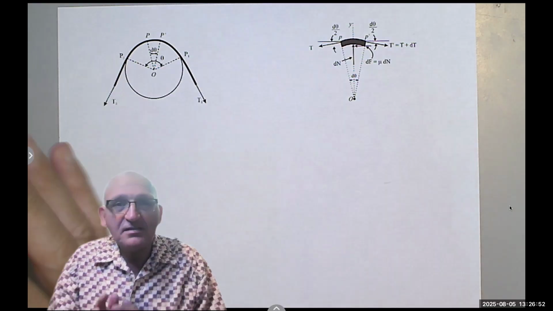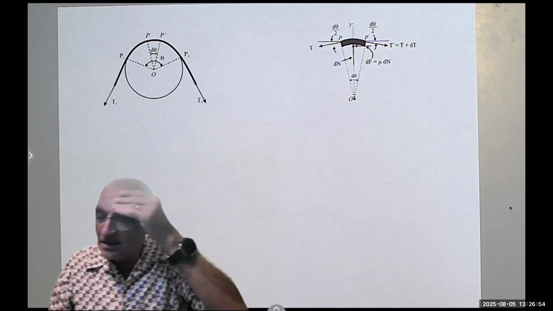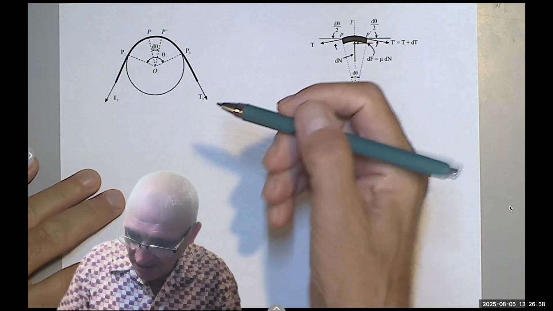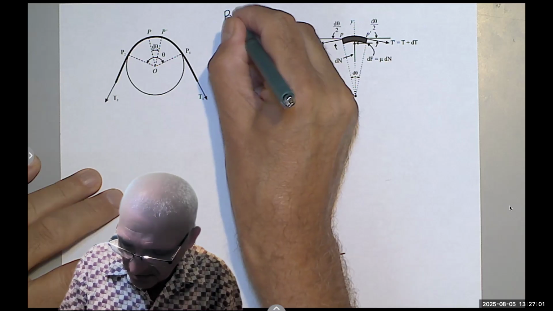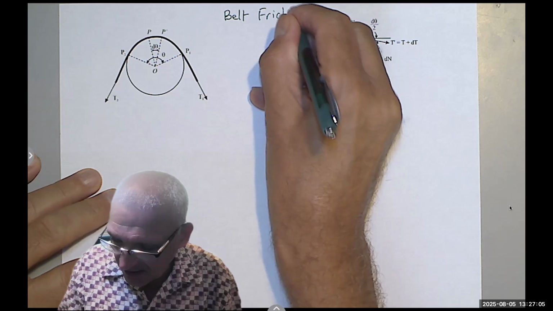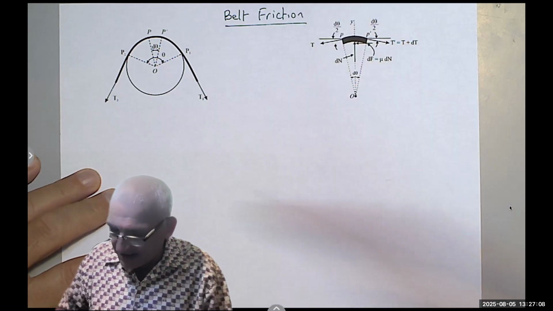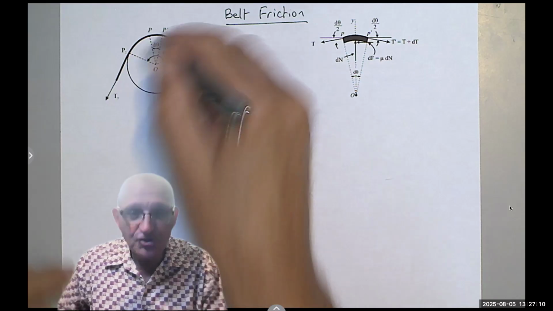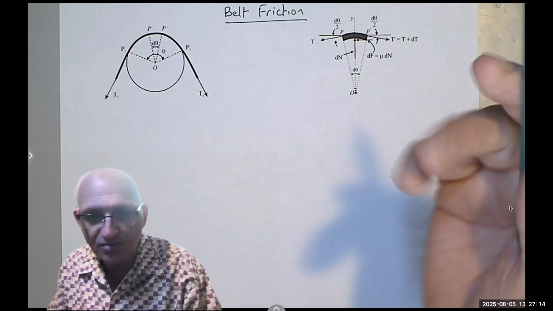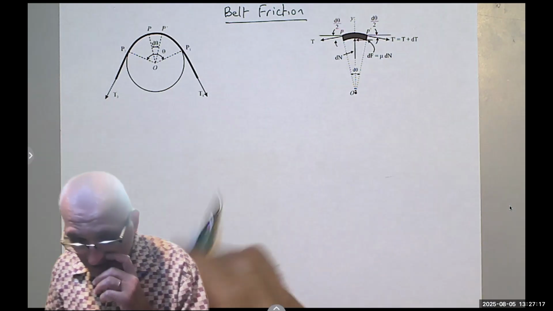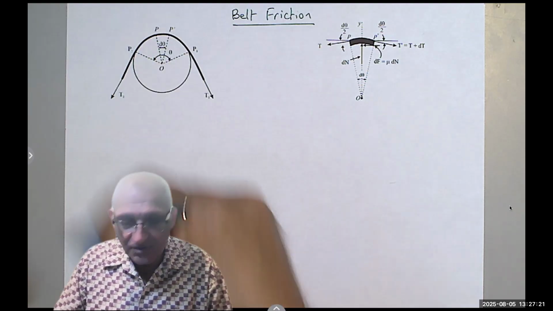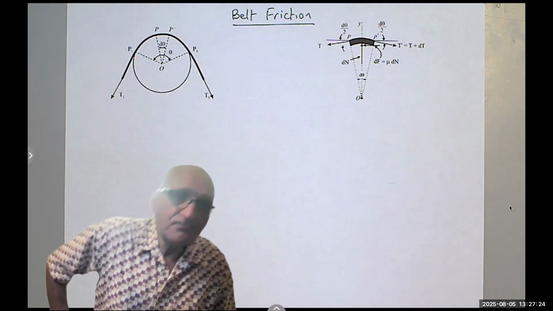Today, I will start the last topic in the course of statics, which is belt friction. To understand what's happening here, basically you will have two pulleys, one connected to a motor and another one maybe to a blower or something in a furnace. And once the motor rotates, the belt will rotate.